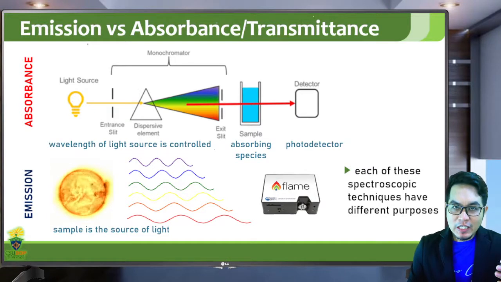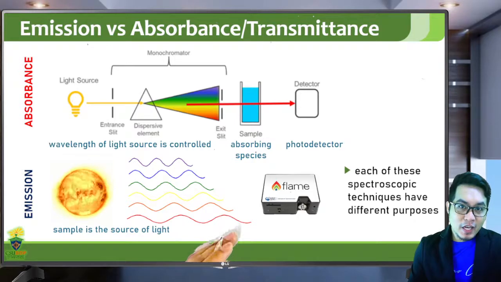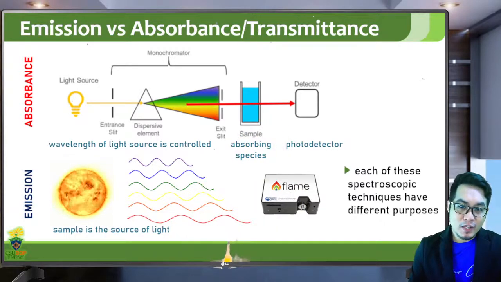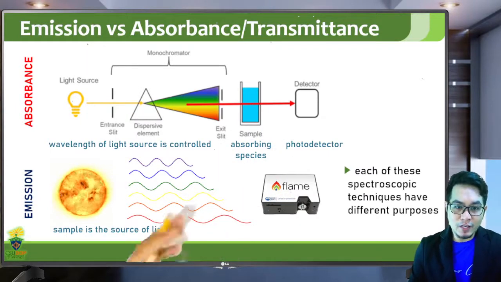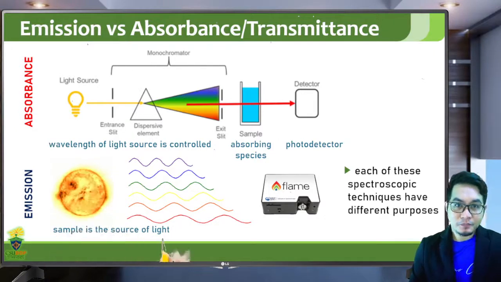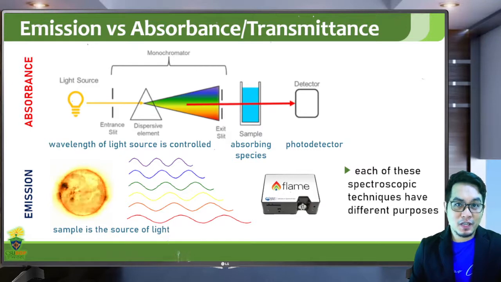Now, each of these spectroscopic techniques has different purposes, but they can both be used to determine what type of molecules are in your sample, in the case of absorbance, or in the case of emission, what type of atoms make up your luminescent or self-luminous sample. So they can both be used to characterize your sample.